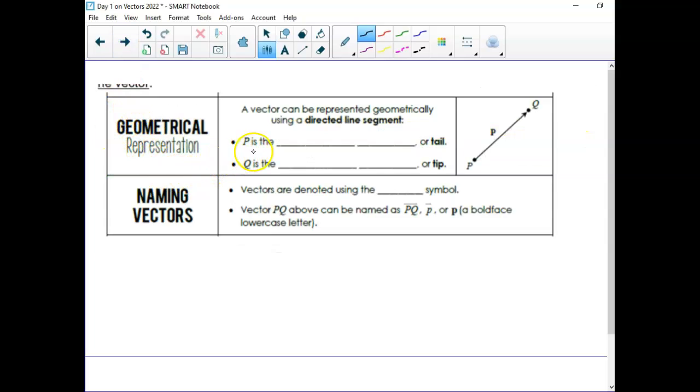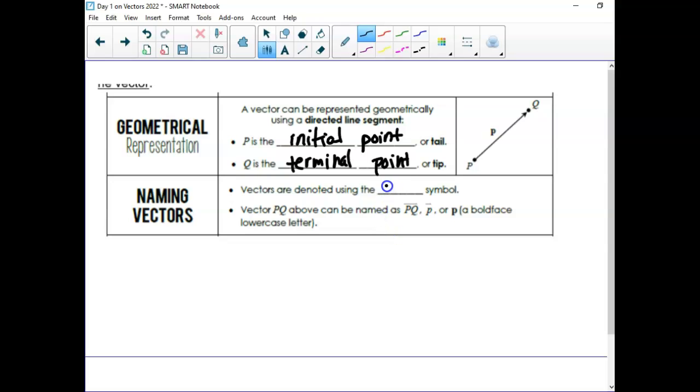It's called a vector. So a vector can be represented graphically using what they call a directed line segment. In other words, it ends, but it has direction. So in this picture, they show a dot at either end. Sometimes this is just a line. P is called the initial point, or the tail. And Q is called the terminal point, or the tip.